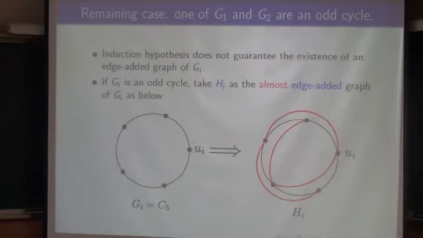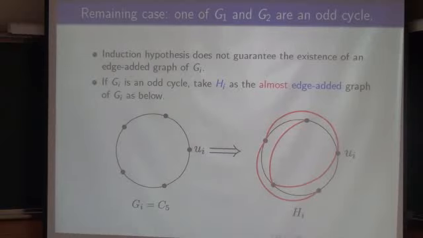If there is an odd cycle, let's start with the cut vertex. From the cut vertex, we draw the red edge outside, inside, outside, inside, and so on, right? Then this is almost edge-added, except for this cut vertex. The cut vertex does not have a red edge now, right? But the other vertices will have red edges.